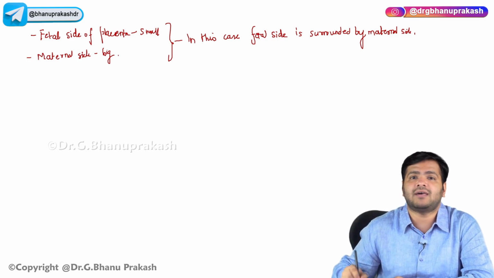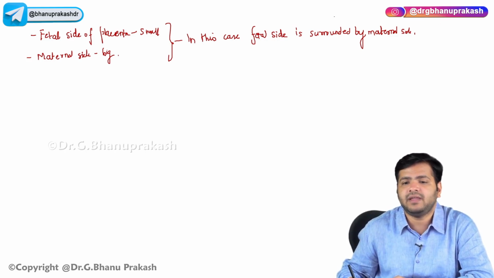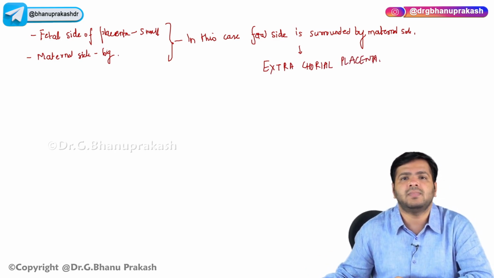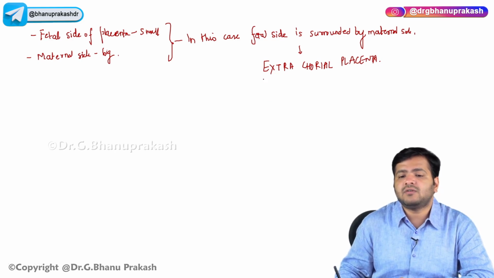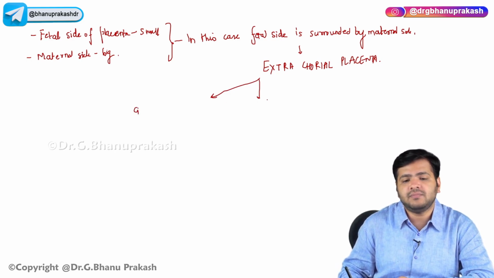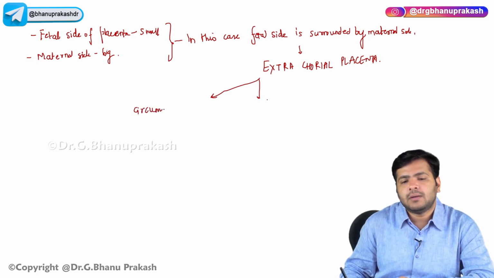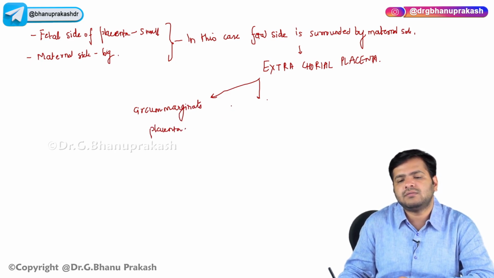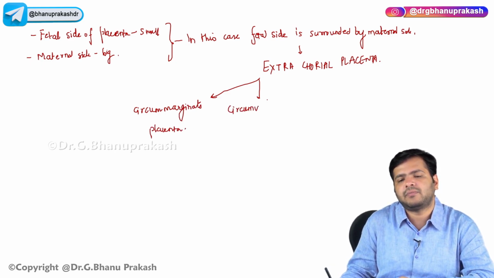So it forms a ring, okay? That is called the extracorporeal placenta, right? Now remember, the extracorporeal placenta is of two types. We have circummarginate placenta and circumvallate placenta.